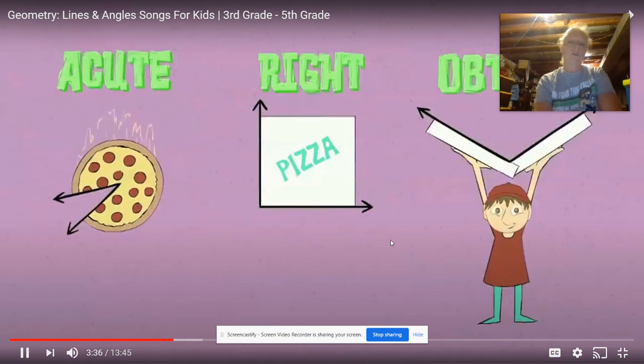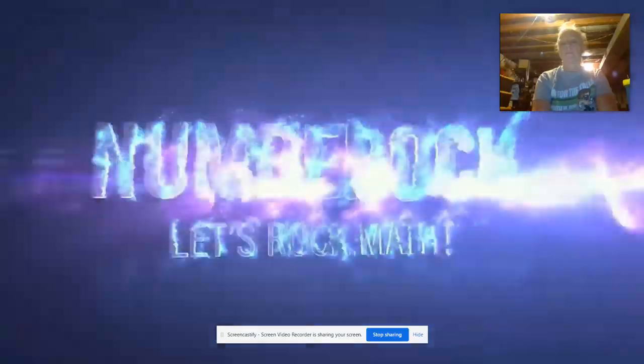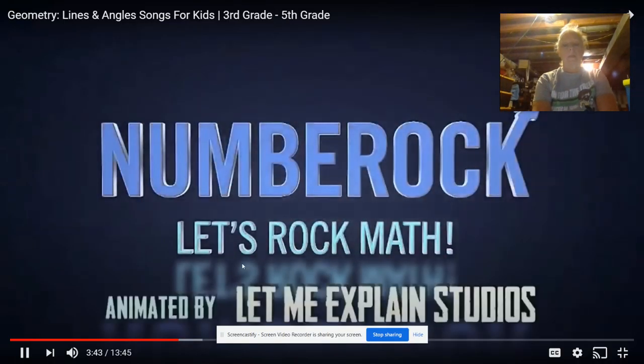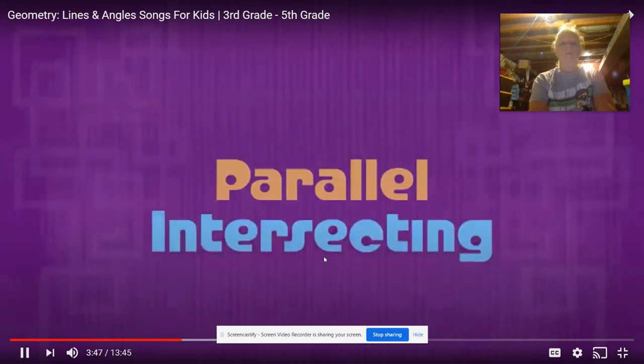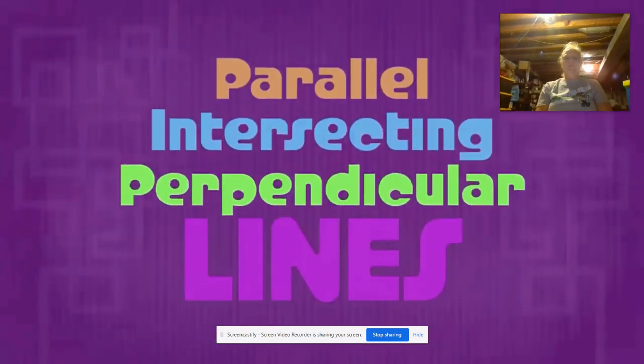This is more than you're going to do, but it's still good to know. One more, I think, is our lines. I'm going to do a quick little review on parallel, intersecting, and perpendicular lines.